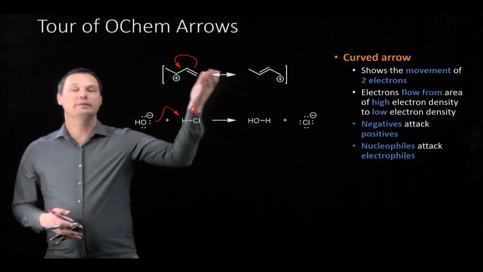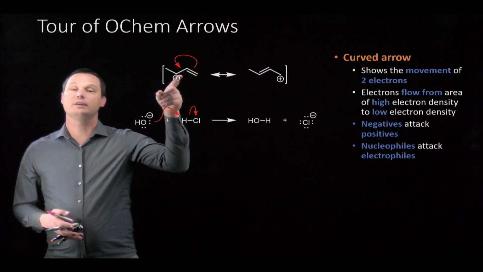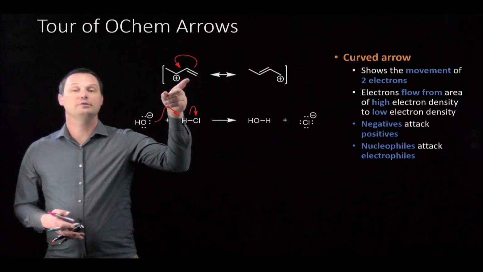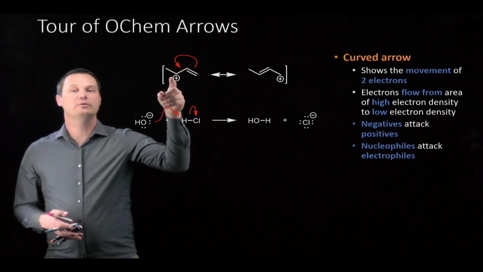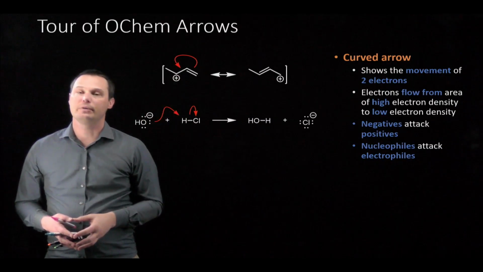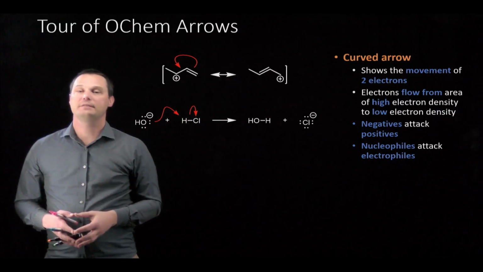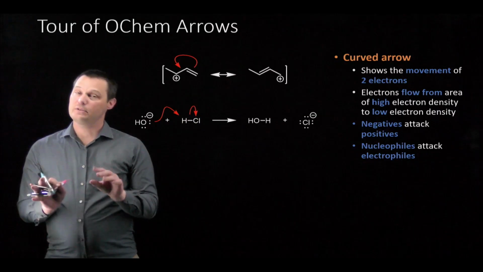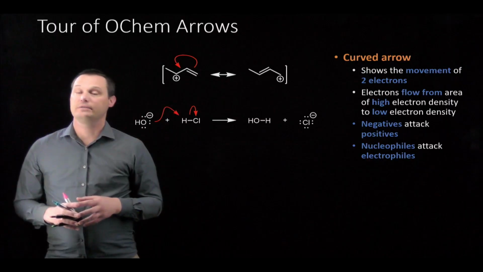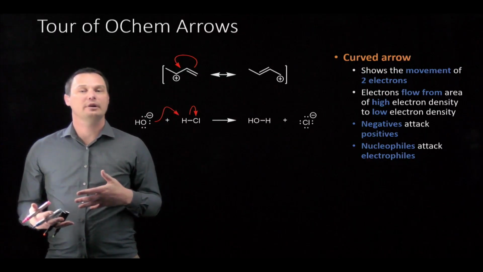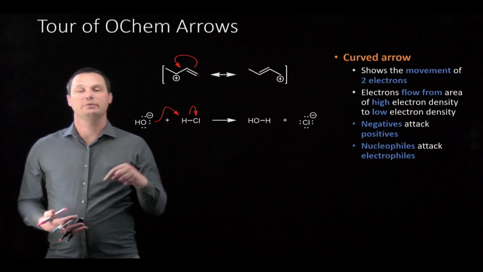For this resonance series, this arrow says that we are taking the electrons that used to be shared in a pi bond between carbons 3 and 4, and we're moving those electrons over to form a new pi bond between carbons 2 and 3. As a result, we're taking electrons away from carbon 4, so carbon 4 will have the new positive charge in our new resonance contributor. Notice there's no curved arrow showing the movement of the positive charge. Charges don't move, only electrons move. Charges change places as a result of electrons moving.